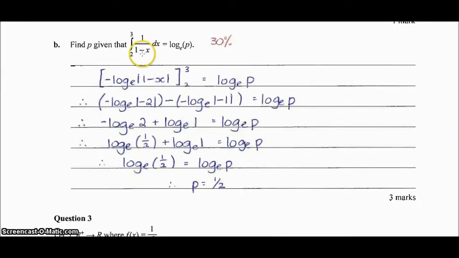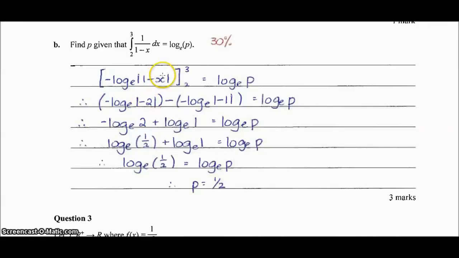Alright, part B, we've got a definite integral here. So if we anti-differentiate 1 on 1 minus x, we get negative log e of 1 minus x. Make sure we use our modulus signs here. Just leave my log of p on the other side. Sub in 3, sub in 2. Be careful to use lots of brackets. Keep those modulus signs going.